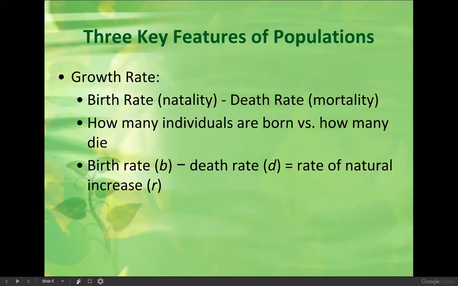And then we have to look at things like growth rate, which is your birth rate minus your death rate. You look at how many individuals are born versus how many are dying. Birth rate minus the death rate equals your natural rate of increase of the population. And so are they doubling their population? Are they maintaining the same population each generation? Or are they decreasing?